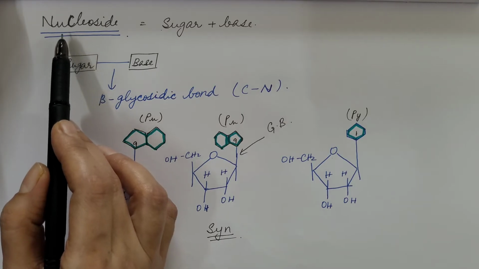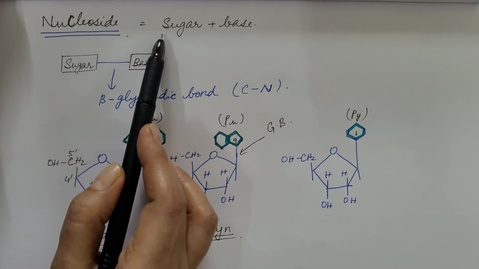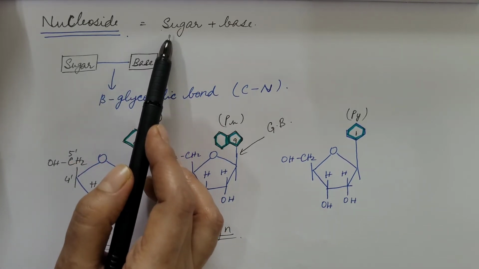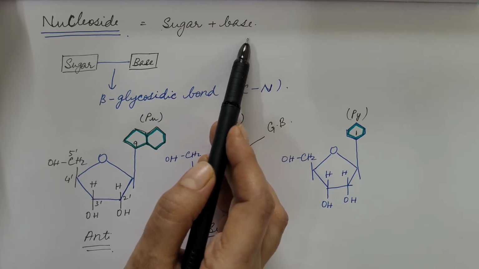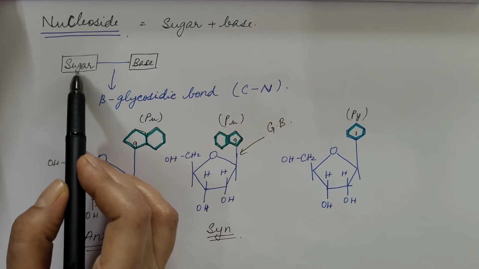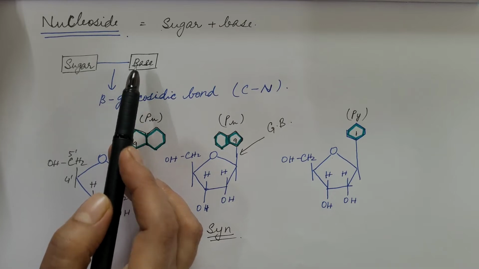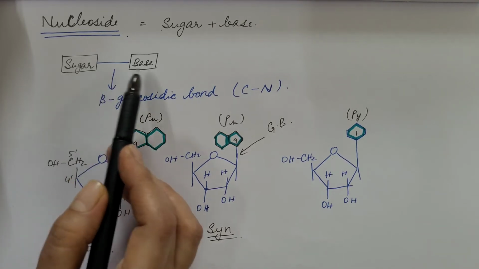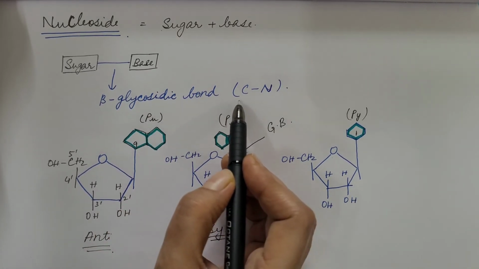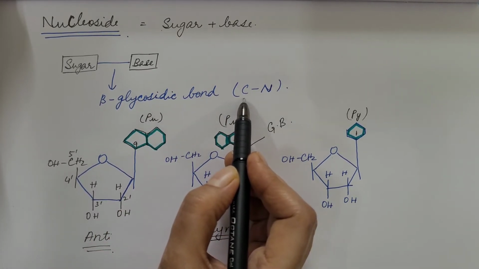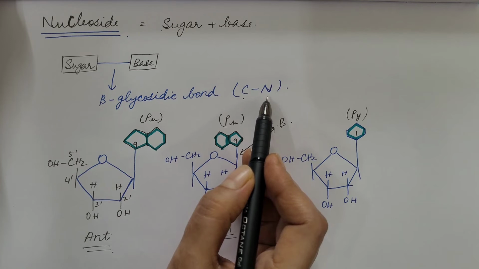So now let us see nucleoside. When pentose sugar binds with a nitrogenous base, it is known as a nucleoside. Sugar binds with base and the bond between the two is a beta glycosidic bond. This bond is between the carbon atom of the sugar and the nitrogen atom of the nitrogenous base.